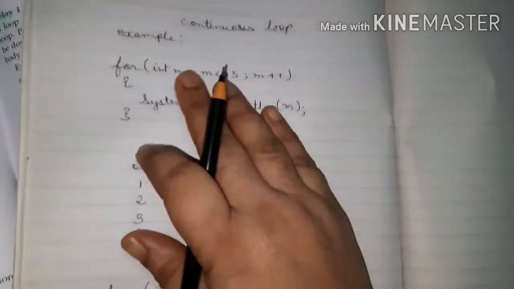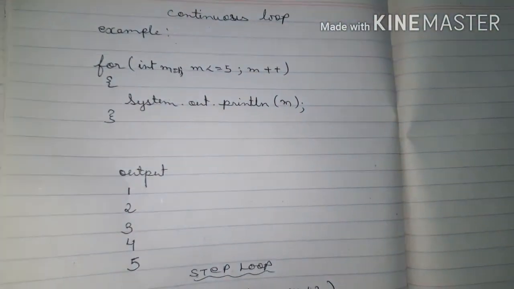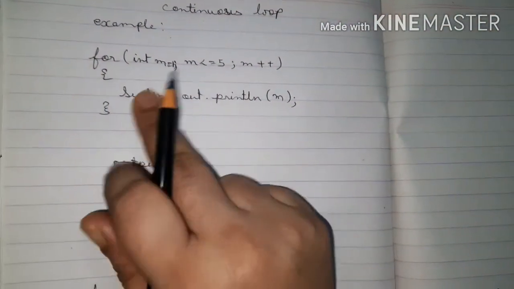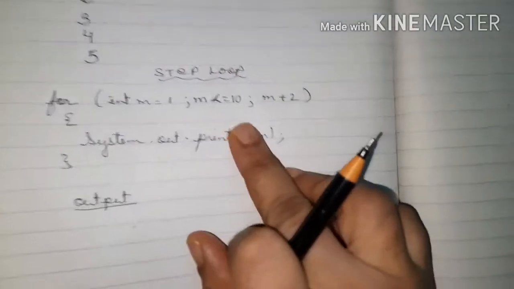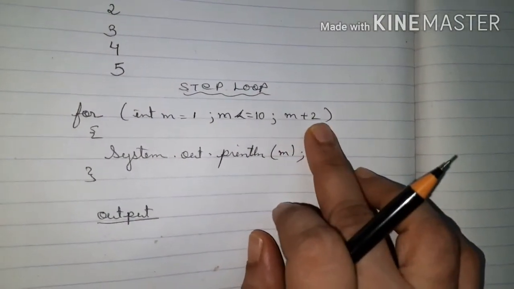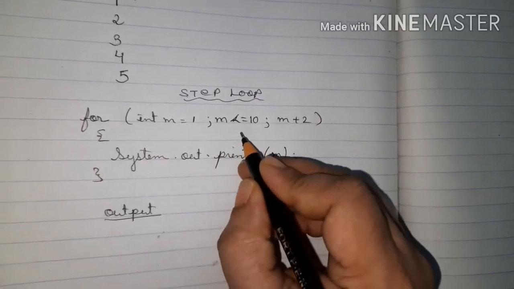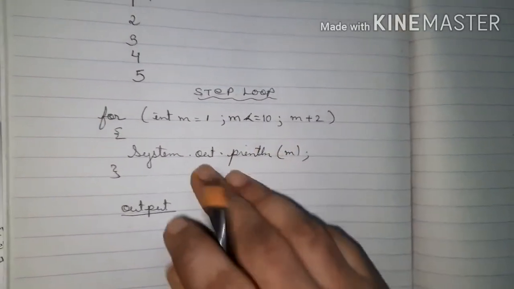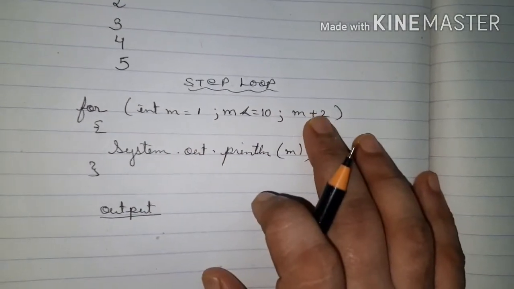Let's take the example of a step loop. So first of all, let's recall the previous one, the continuous loop. In the continuous loop, what was happening? We were increasing by 1. So in the step loop, what happened? We are increasing by 2. You can increase, as well as if you change the condition accordingly, you can also decrease it. So here we are doing the increment. So here we are increasing by 2.